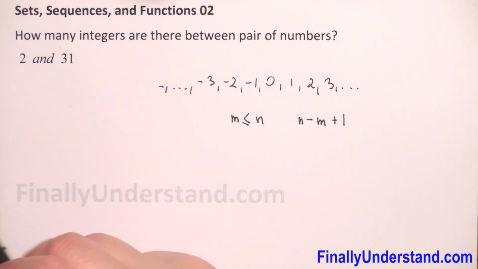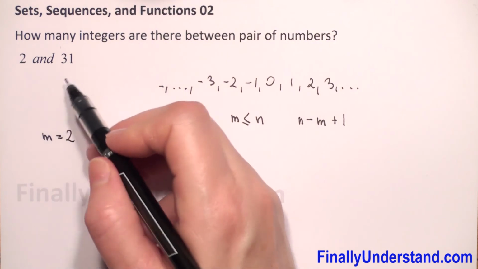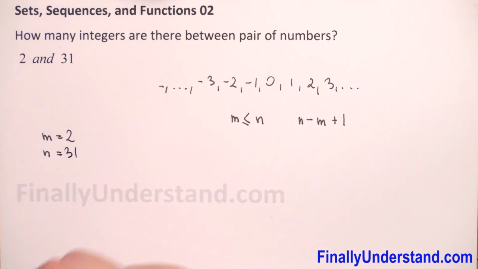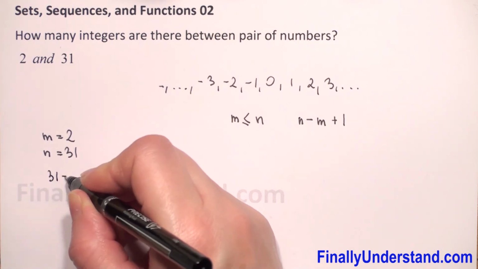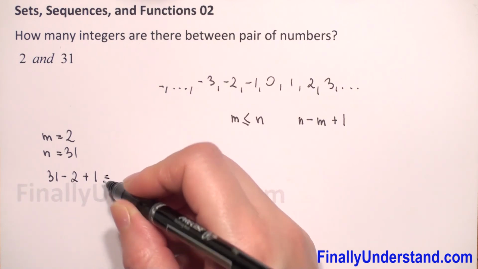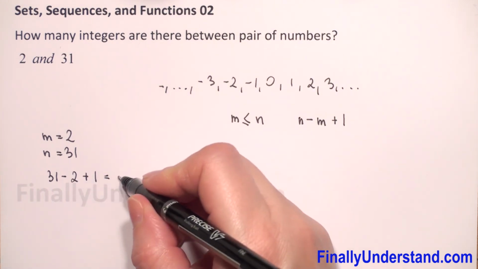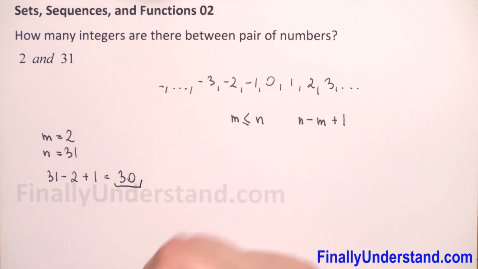So now our m is equal to 2, in this example, and n is 31. So the number of integers between 2 and 31 will be equal to 31 minus 2 plus 1. So this is equal to 31 plus 1 is 32, minus 2 is 30. So this is my solution.